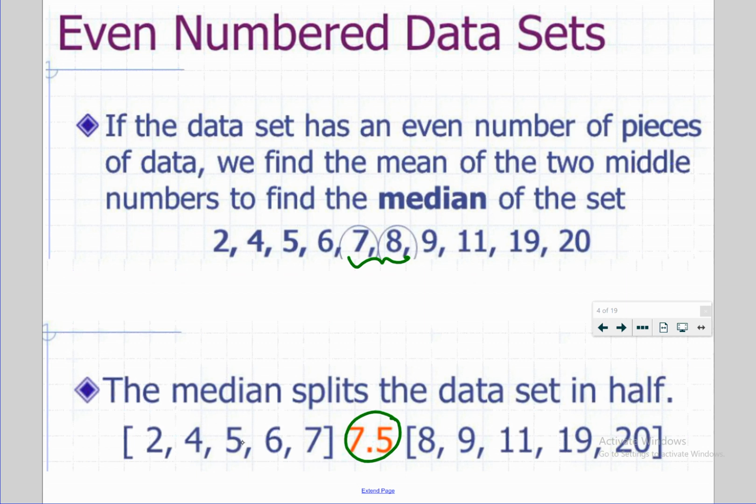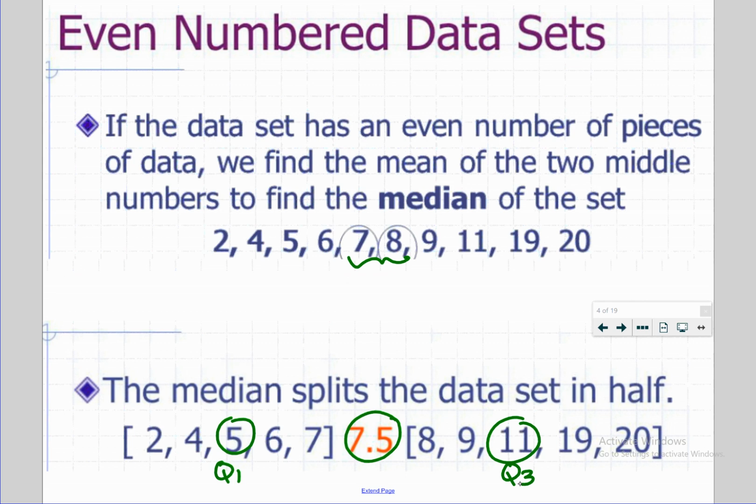So I have 5 values below here. The middle of those would be 5. That would be my Q1. I have 5 values on the top. The middle of those would be 11. That's my Q3. And of course, it hopefully goes without saying that your numbers have to be in order when you're doing this, least to greatest, before anything happens.